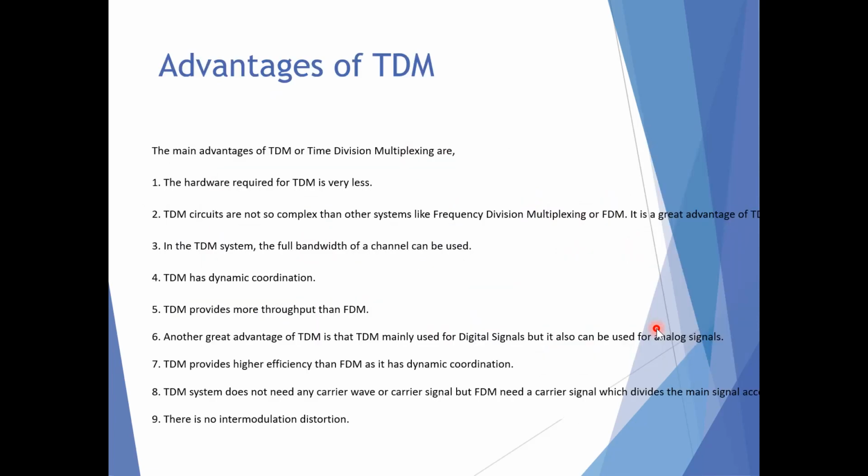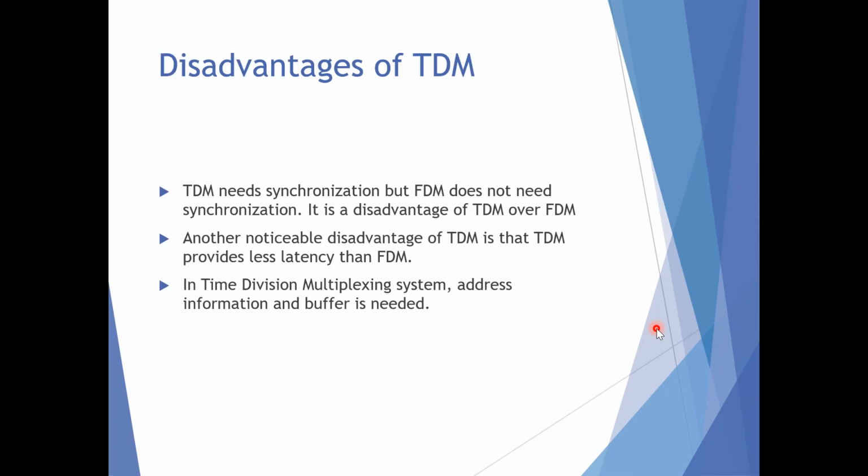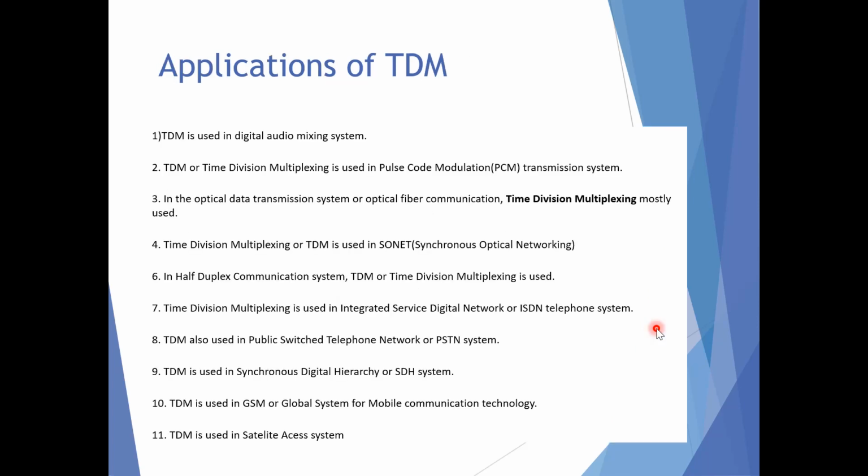The advantages over here are that the hardware required for TDM is very less. It has dynamic coordination. It provides more throughput than FDM. There is no intermodulation distortion. TDM provides higher efficiency than FDM as it has dynamic coordination. With all these advantages, it also has disadvantages. It needs synchronization. Another noticeable disadvantage is that TDM provides more latency than FDM, and address information and buffer are also needed.